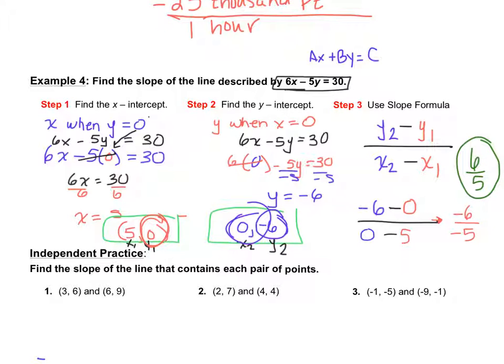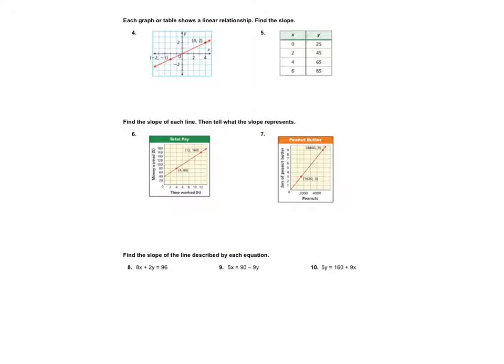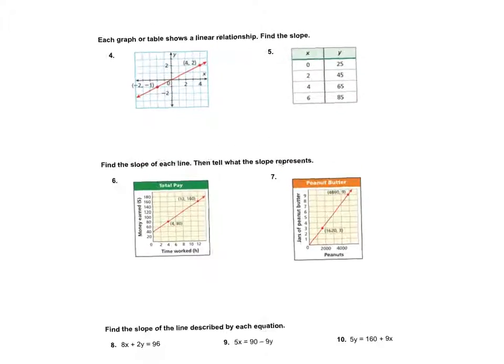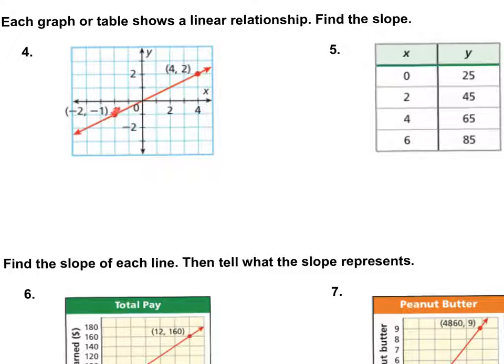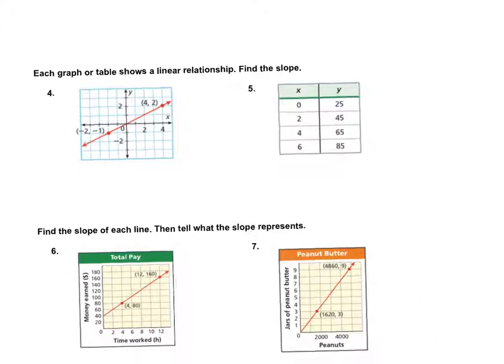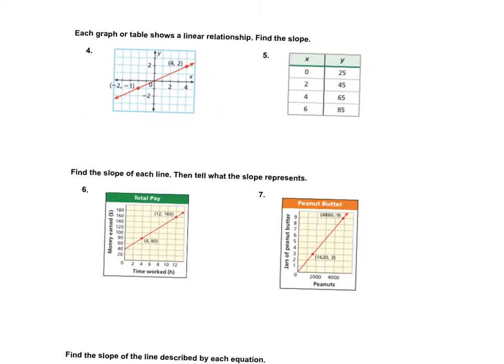All right, so the next stuff you're going to be doing, work the independent practice, finding the slope of the line. Remember to use y2 minus y1 over x2 minus x1. Remember that you can look at the slope of a line by counting the rise and the run. You always run to the right, or just using the 2 points and plugging it into the slope formula.